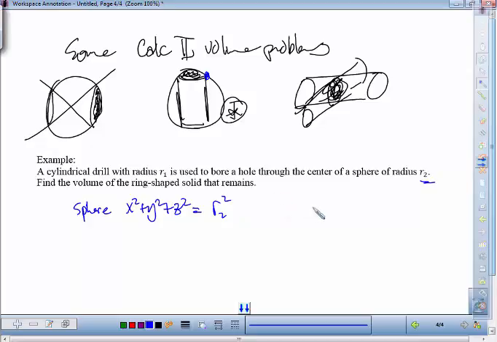And then the cylindrical drill is going to be given by x squared plus y squared is equal to the radius of the drill. We have to assume that R1 is less than R2, otherwise this isn't going to make too much sense. But if we go with that idea, then we have these two equations. And we can also take advantage of symmetry. If we find the volume up on top here, then we just double that, and then we can find the volume of the bottom as well.